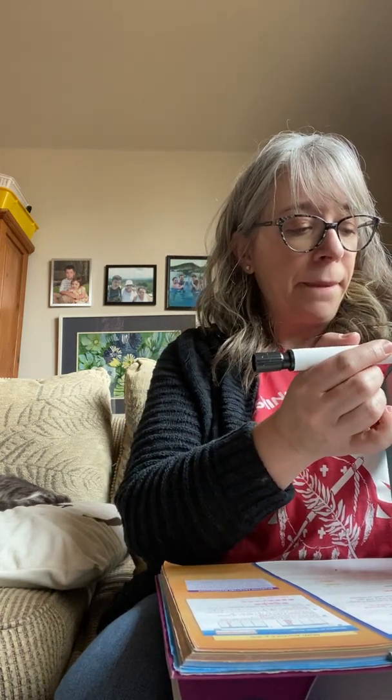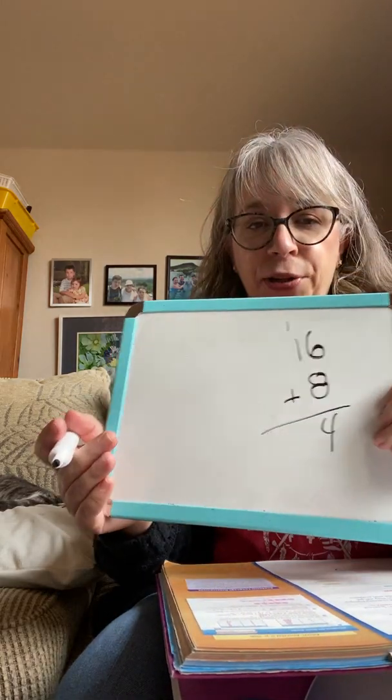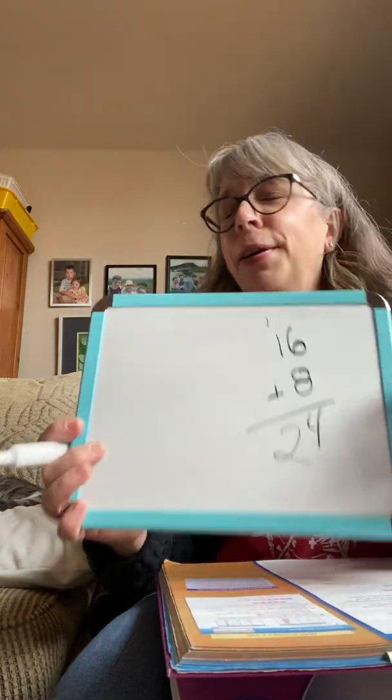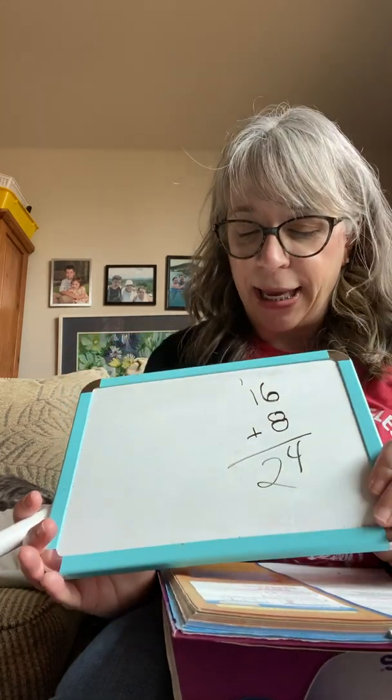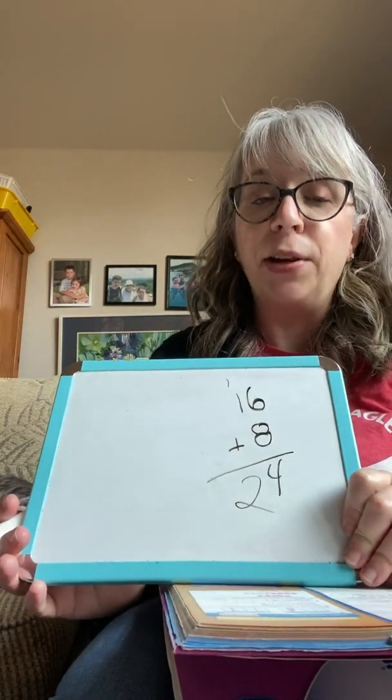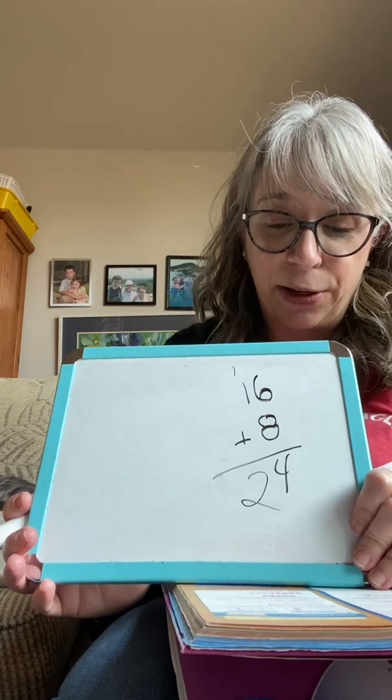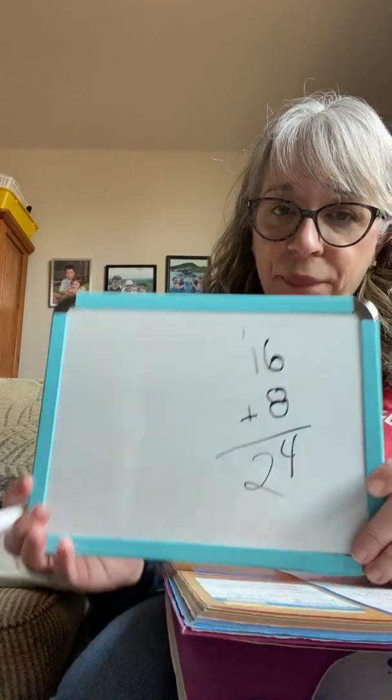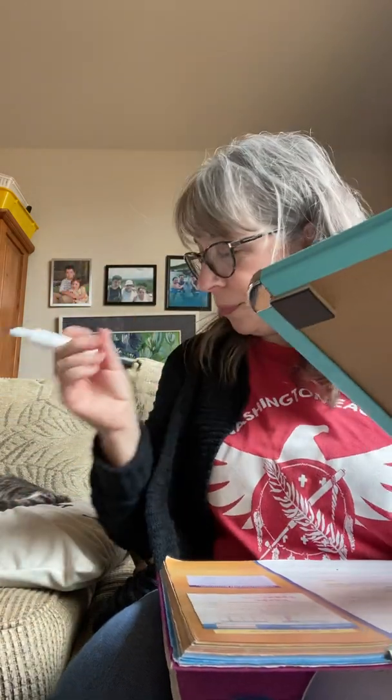Let's add those up. 6 plus 8 is 14. 8, 9, 10, 11, 12, 13, 14. Yay, yay me. And then 1 plus 1 is 2. So we have 24 ounces. So yes, it is less than 30 ounces. All right, let's move on.